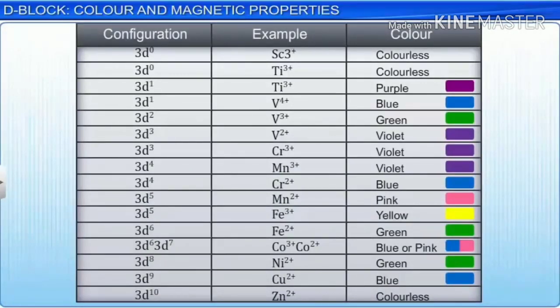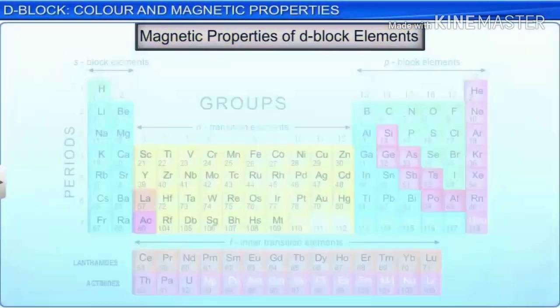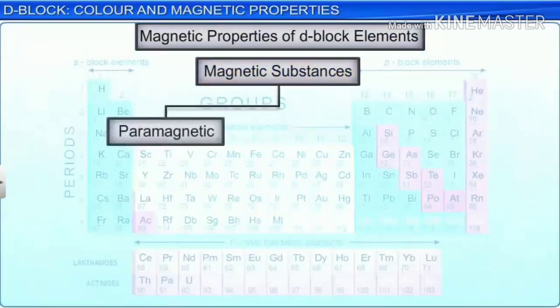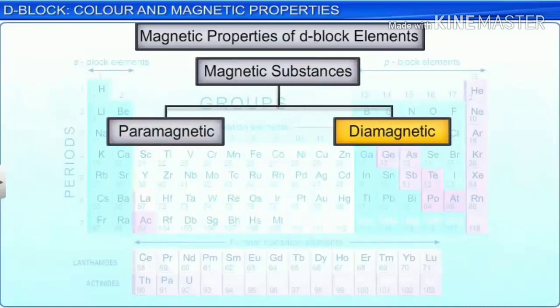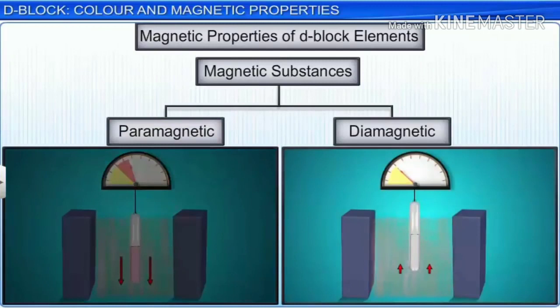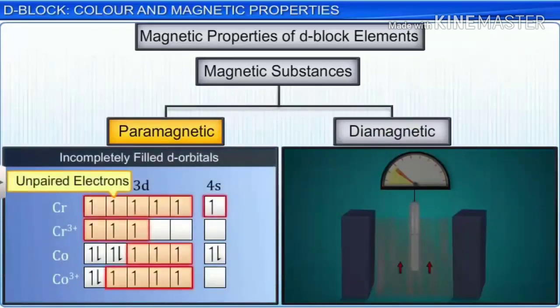Now, let us look at the magnetic properties of d-block elements. Substances, depending on their behavior in an external magnetic field, are classified into paramagnetic and diamagnetic. Substances that are weakly attracted to a magnetic field are called paramagnetic substances, while substances that are repelled are called diamagnetic. Paramagnetic behavior is caused by the presence of unpaired electrons in the atom, ion, or molecule. Diamagnetic behavior is caused by the absence of unpaired electrons.